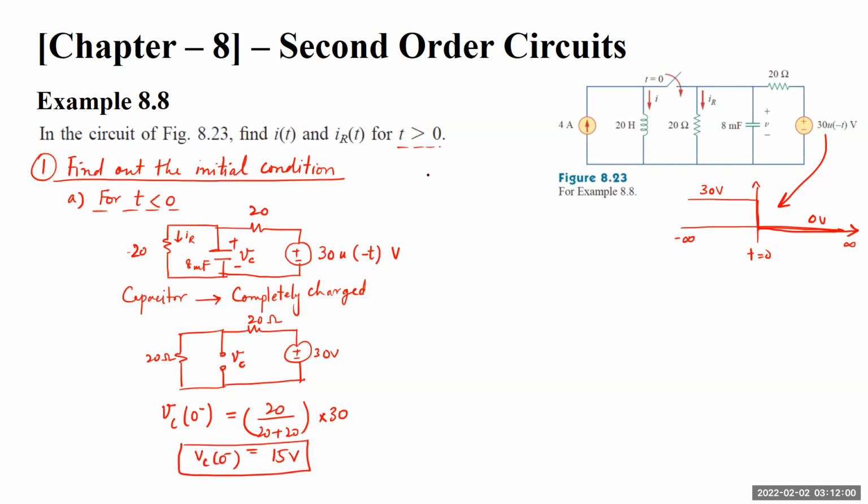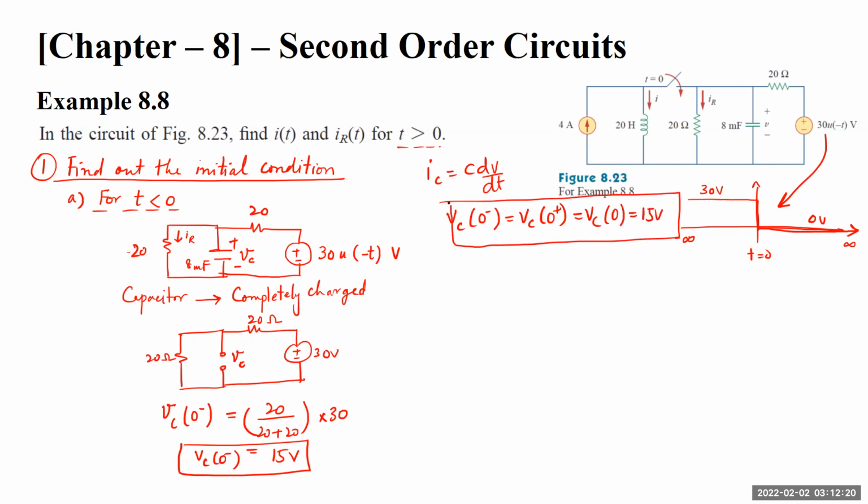And we also know that IC equals C dV by dt. Capacitor doesn't allow instantaneous change in voltage across it. So therefore we can write VC 0 negative equals VC 0 positive, which we can call our first initial condition, equal to 15 volts.